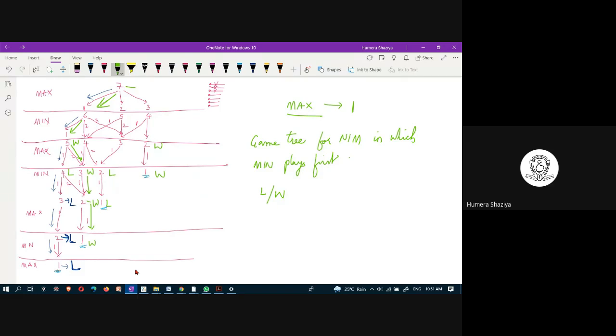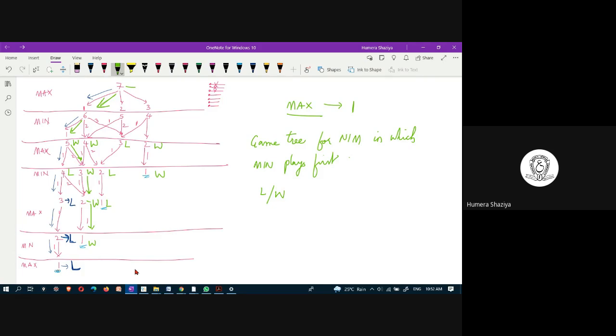This is L, LW, LWL, then LWLW. Then here it is W, because this is Max and any one W means W. And this 4 is W because any one W is W for Max. And this one is L. For 3 it is L because this 2 is L. 3 is leading to 2, 2 is L, so 3 is L. And 2 is W, okay.